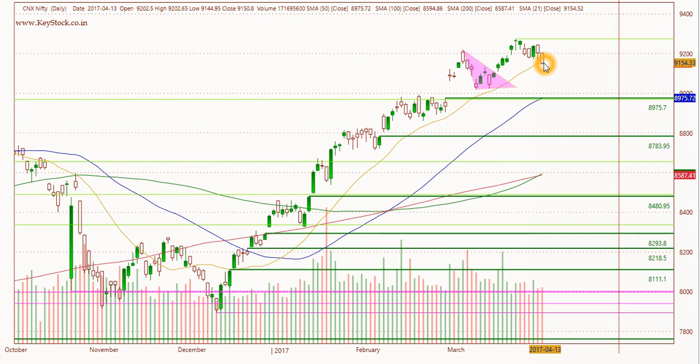So now moving on to the moving average perspective. For the first time, the last bar has closed below 21 DMA. The closing was 9150, whereas the 21 DMA is 9154. As you can see here, where I pointed out, after crossing the 21 DMA in 2017, we never had another close below 21 DMA except for the last bar on 13th April.